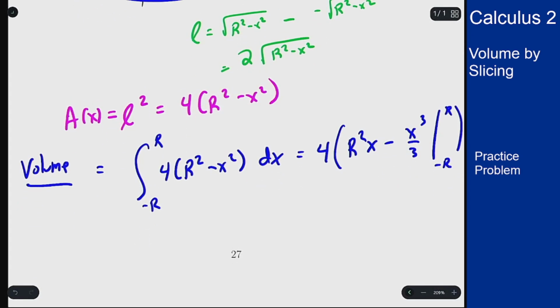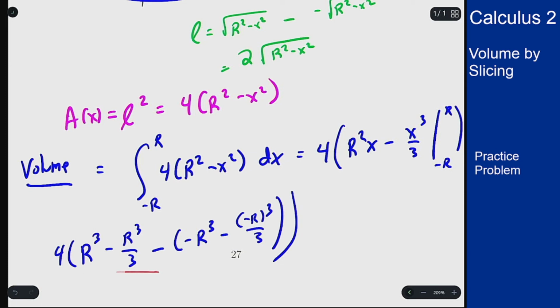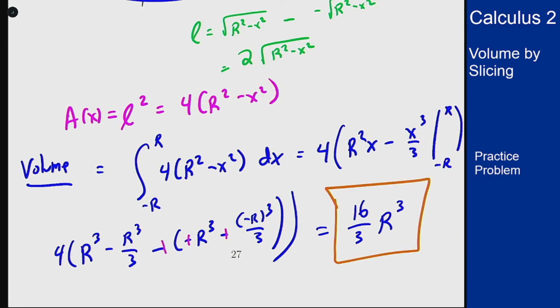We can then plug in our endpoints, and we'll see each of these terms looking like r cubed minus r cubed over 3. So that's 2r cubed over 3. That's going to make 4r cubed over 3 when I cancel out all the negative signs. And then multiplying that by 4 gives me a final answer of 16 over 3 r cubed. So that's how you would find the volume of this object defined by its cross-sections using an integral with volume by slicing.